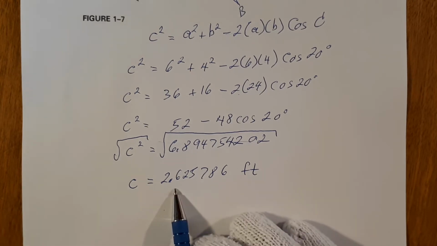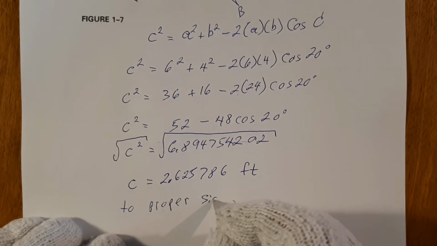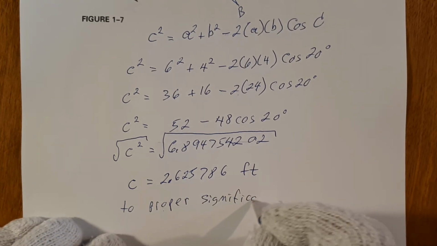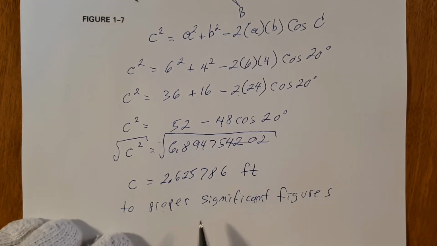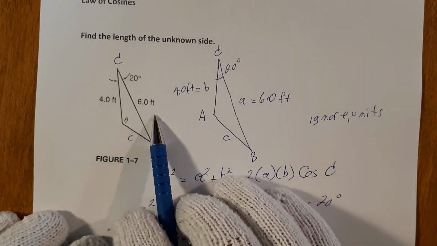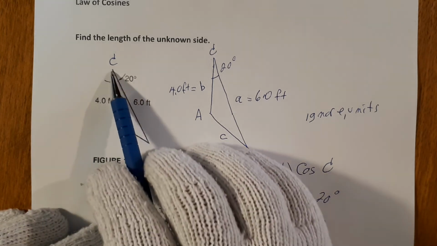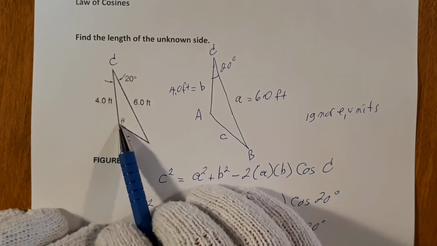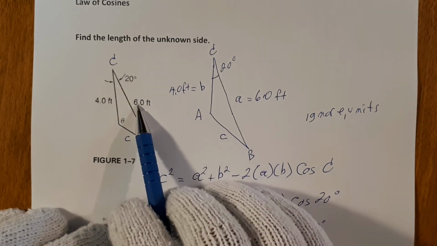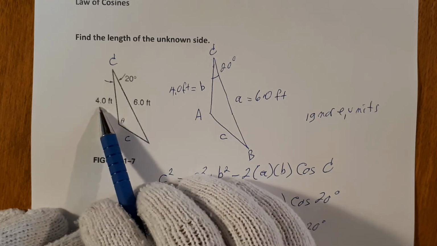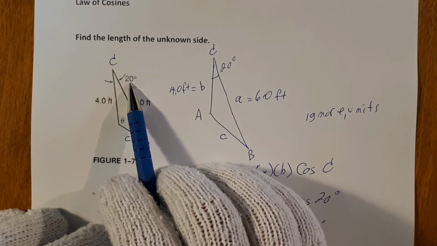We have to change this now to proper significant figures. And the way we do that is we go back to the original question. And how many significant figures were given to us? We're assuming this was a measurement. Somebody took a measurement here and calculated 4.0 feet, and made a measurement here and said this was 6.0 feet. So that's 2 significant figures. This is 2 significant figures. The angle between them is also 2 significant figures.